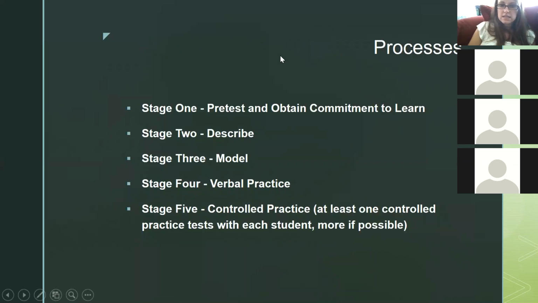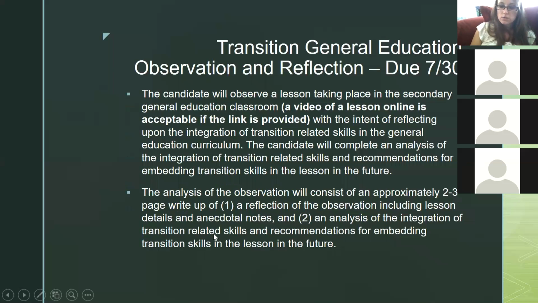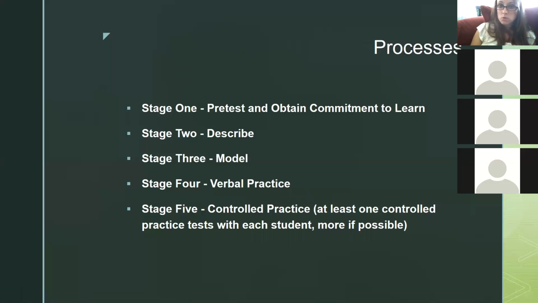But this is just the stage. These are the stages that you're doing. The pretest, obtain the commitment to learn, describe, model, verbal practice. And these are all laid out for you with scripts in the KU strategies book of exactly what to do and what to say. So it's going to be pretty straightforward. And then stage 5, controlled practice. You're going to want to do at least 1 controlled practice test with each student. More if possible, 1 is the requirement, because I know that we're going to be short for time.